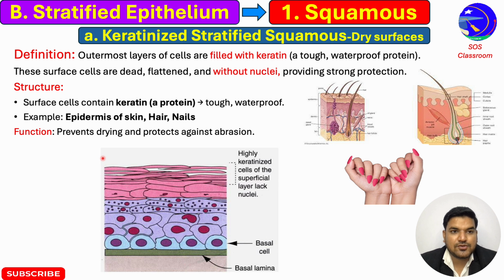Stratified squamous epithelium is divided into two types: keratinized and non-keratinized. Keratinized is present on dry surfaces and non-keratinized on wet surfaces. Why is it keratinized? Because of the presence of keratin protein, which is a tough and waterproof protein. These surface cells are dead, flattened, and without nuclei, providing strong protection. For example, the epidermis of the skin, hair, and nails. So these are tough surfaces and work as a waterproof barrier. Function: prevent drying and protect against abrasions.